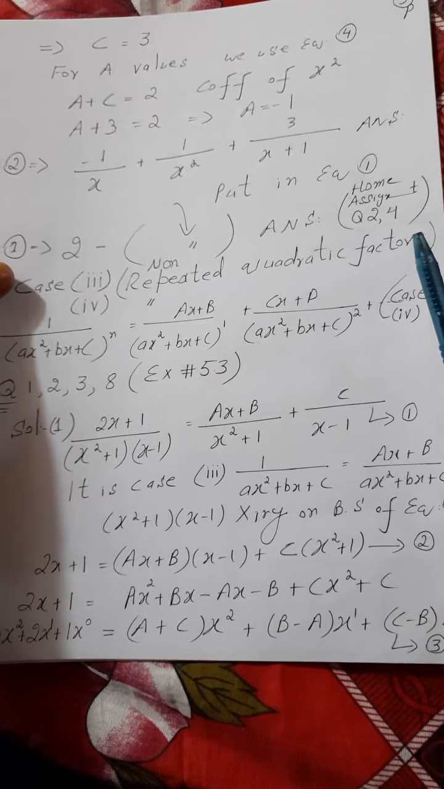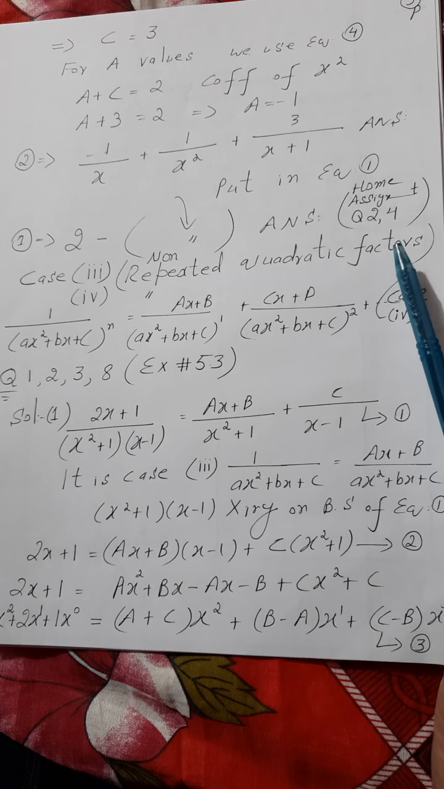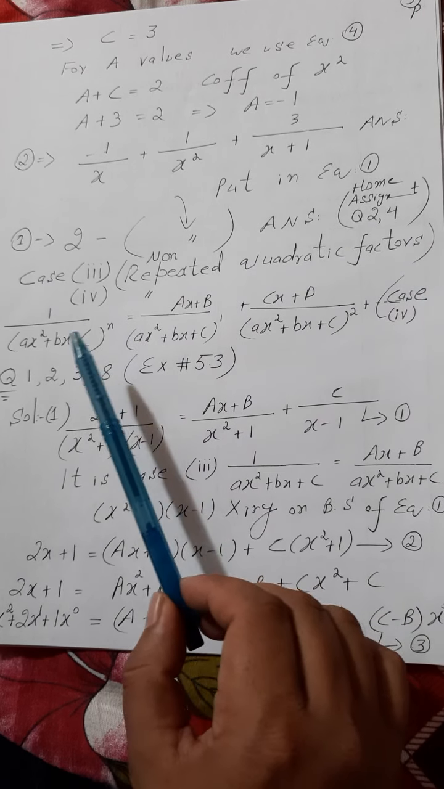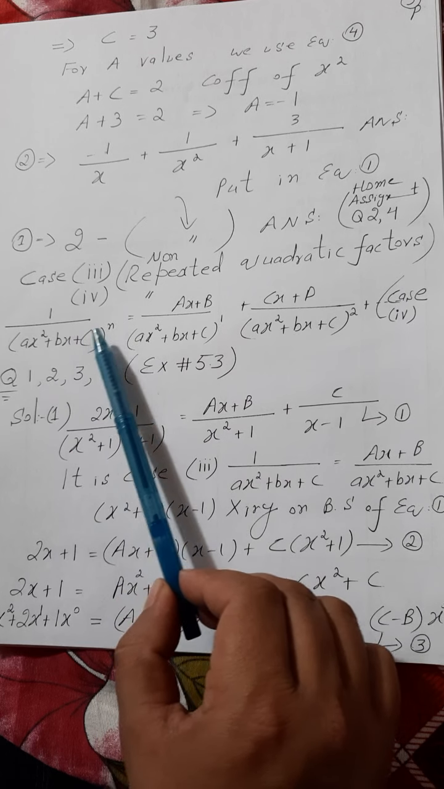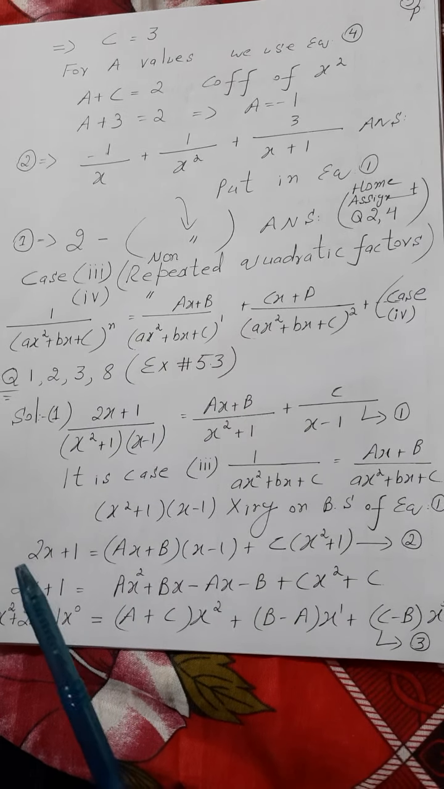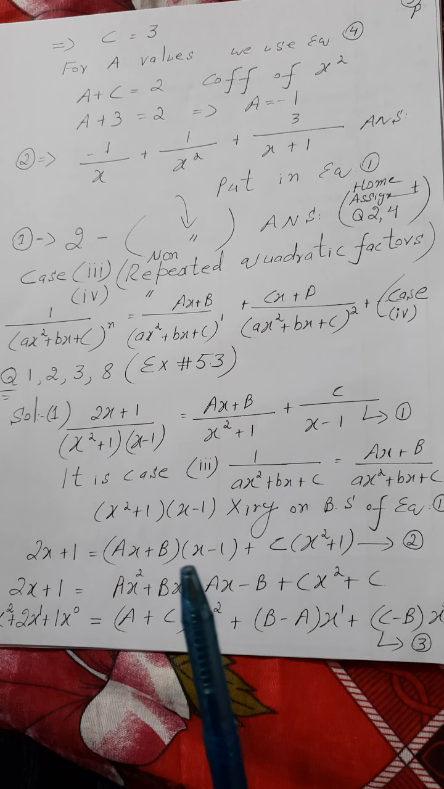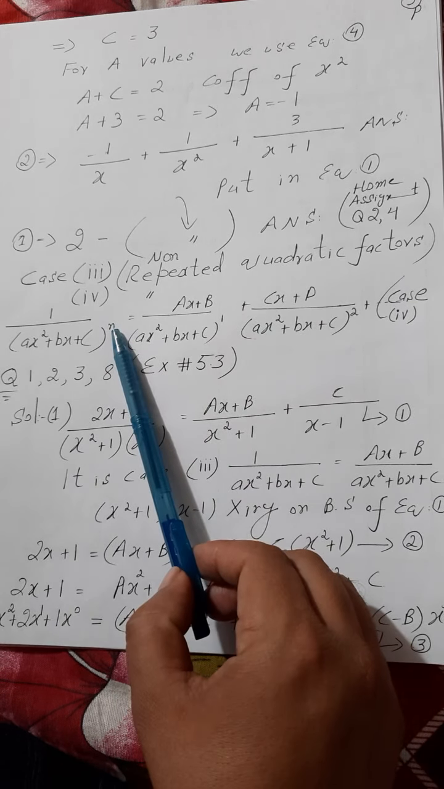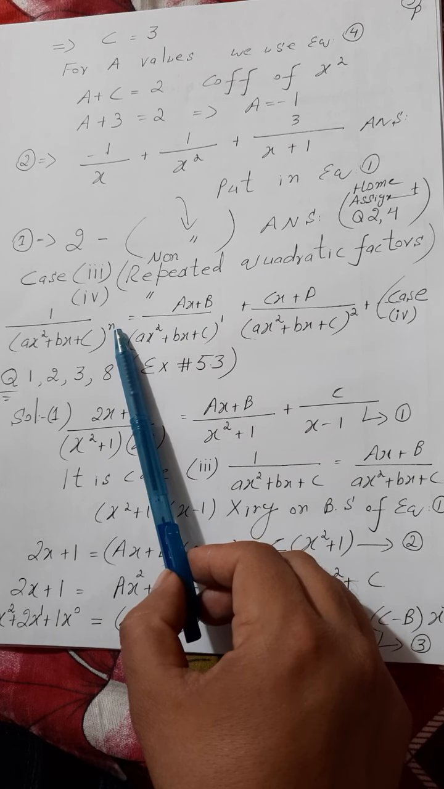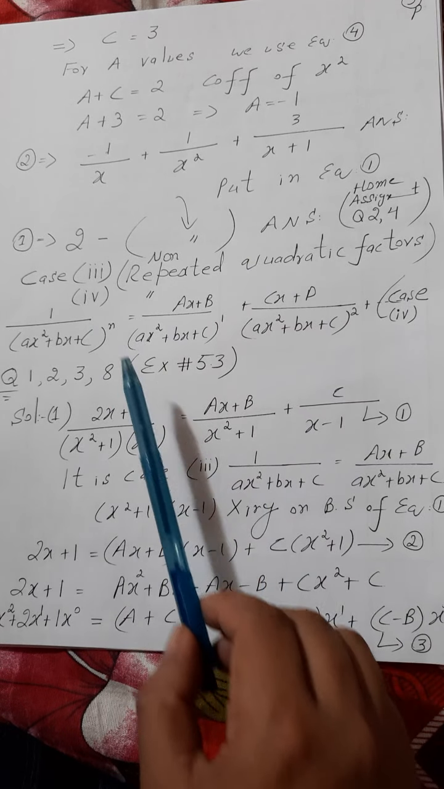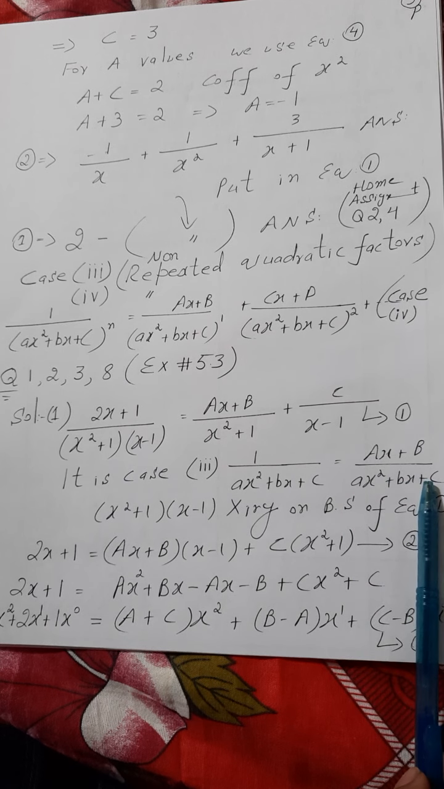Next there is the case of non-repeated and repeated quadratic factor. For example, there is 1 over ax square plus bx plus c, this is quadratic raised to power n. If n is 1, it is a non-repeated case. If n is 2, then this is repeated, and if n is 3, then this case is also repeated. So there are two cases. For example, if n is 1, there is a single ax plus b over this one, this is non-repeated.